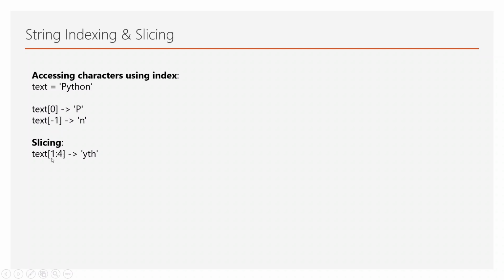Now comes slicing. When you write 1:4, what will it do? It will start from position 1, because this is 0. So 1, 2, 3. It will stop at 3. It will not go to 4. So you can see Y, T and H. Got it? I hope this is clear.